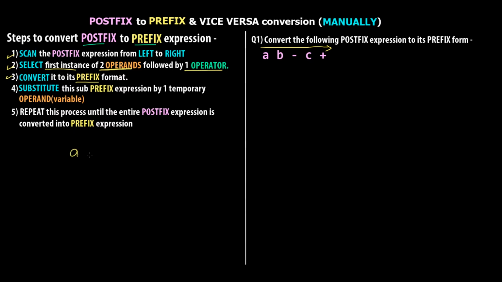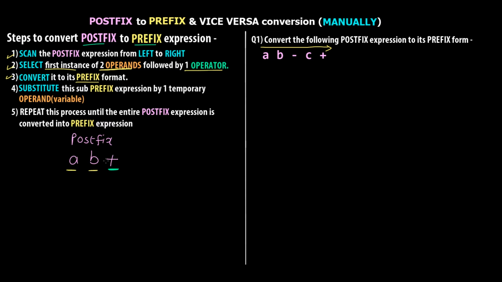So let's say we have AB plus. Okay, let me write it in pink because that's what postfix color is. So let's say we have AB plus. So this is the postfix version. Okay, and now we have to convert it to the prefix version. So according to rule number 2, select the first instance of 2 operands. So A and B can be 2 operands, and then it is followed by 1 operator, which is the plus sign, right? So in that case, we have to convert it to prefix format.